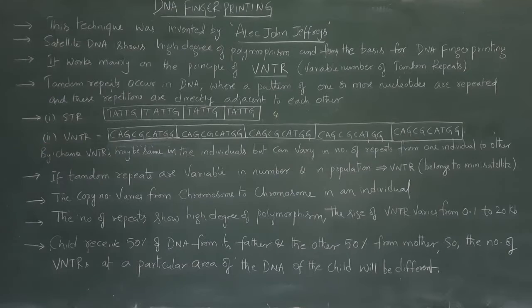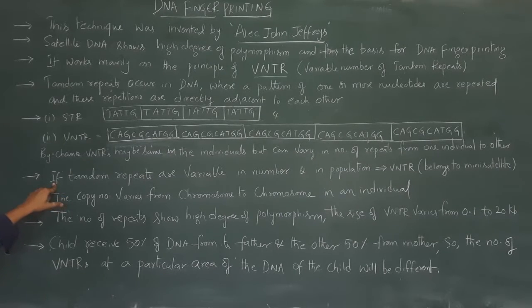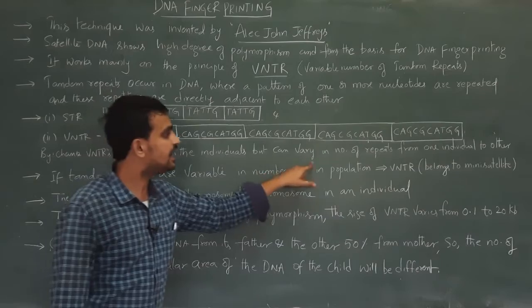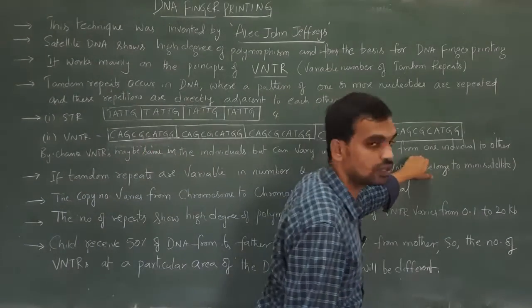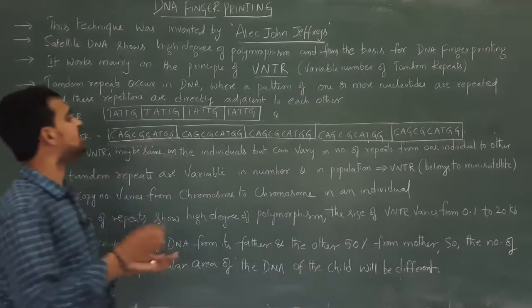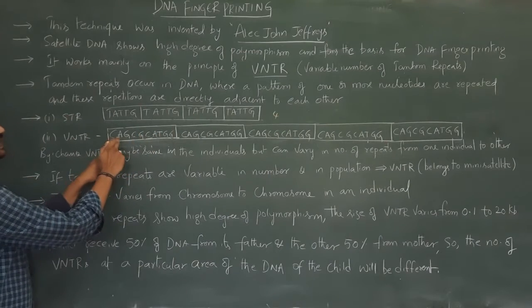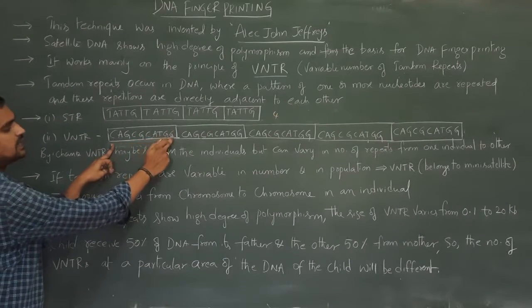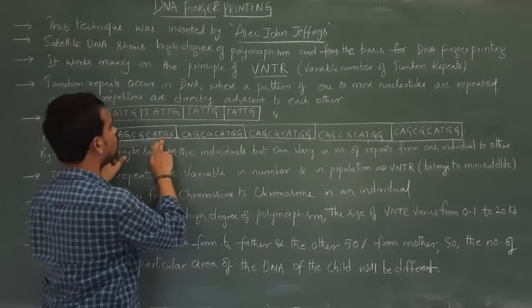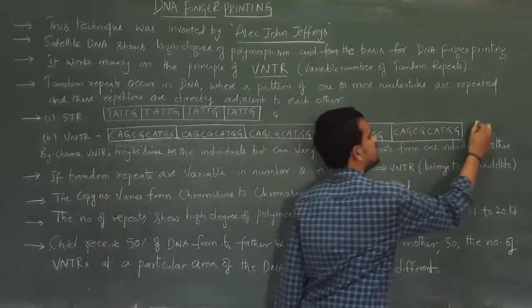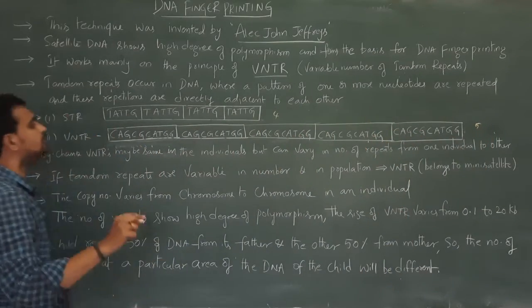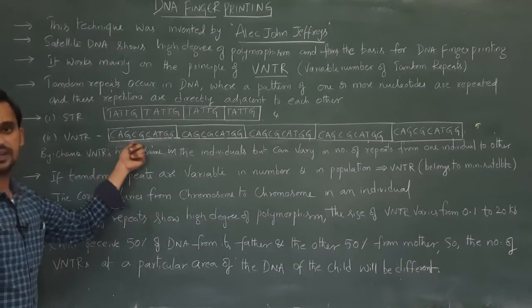Okay. So the VNTRs usually differ from one person to the other person. By chance, VNTRs may be the same in individuals, but can vary in number of repeats from one individual to the other. If you take person 1, if you see here CA, GC, GCA, TGG, how many times is that repeated here? 1, 2, 3, 4, 5 times. So the number of repeats is 5.